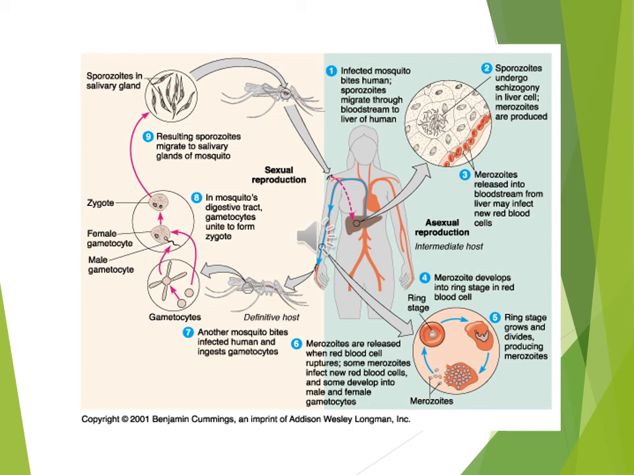Inside the mosquito, this male and female gametocyte can fuse and form a zygote. This zygote is present in the digestive tract of the mosquito. The resulting sporozoites, which are present in the digestive tract of the mosquito, can migrate to the glands of the mosquito, and from these glands, this mosquito is now ready to infect another human being. So this is how the cycle of malarial infection goes on happening.